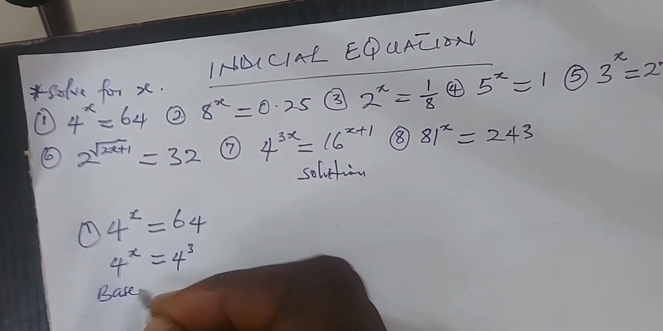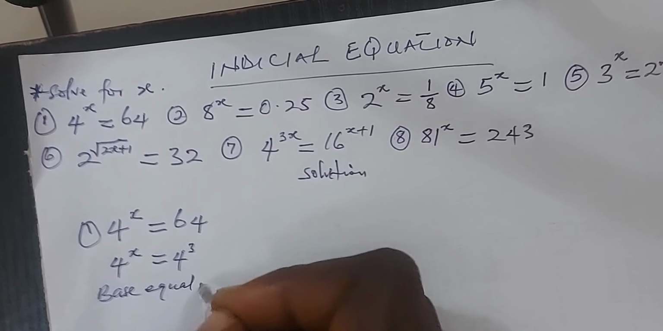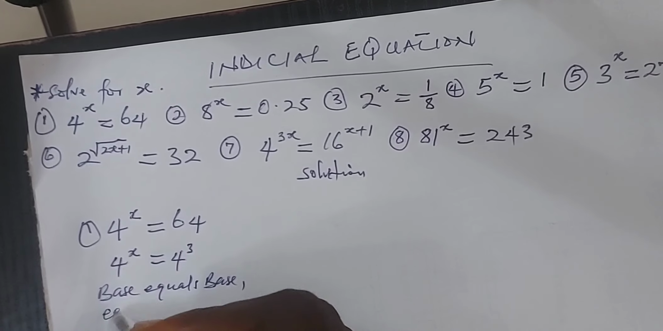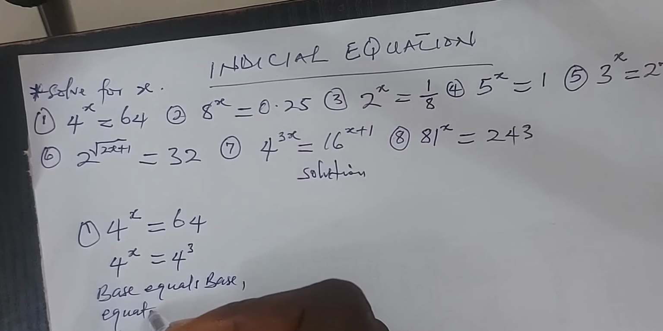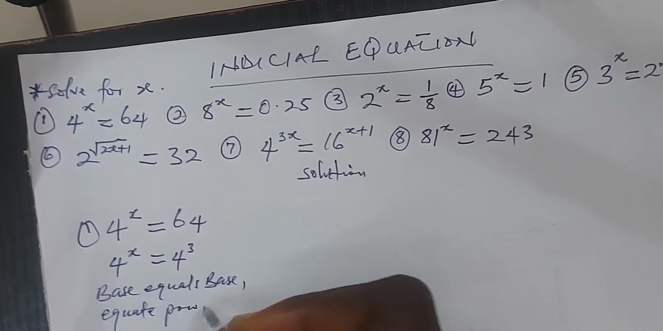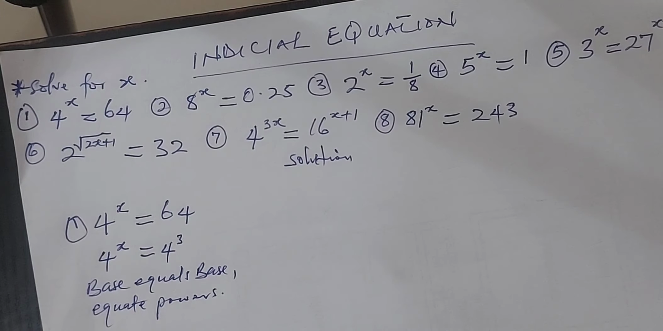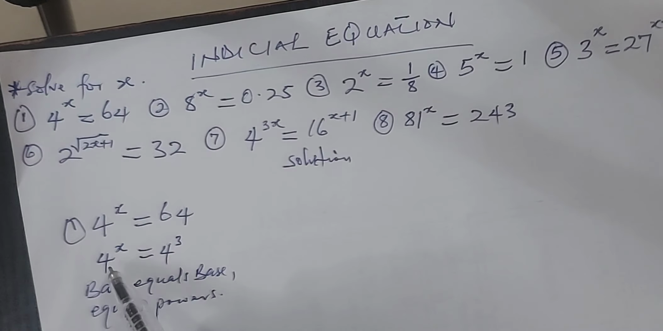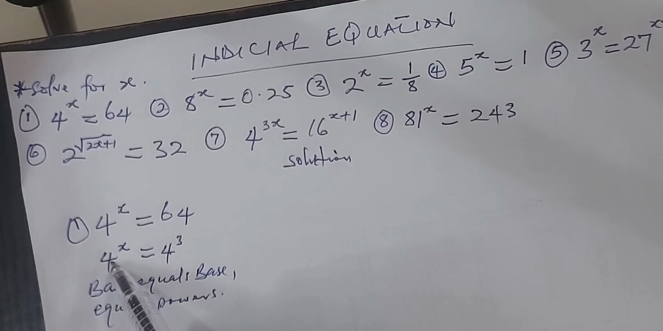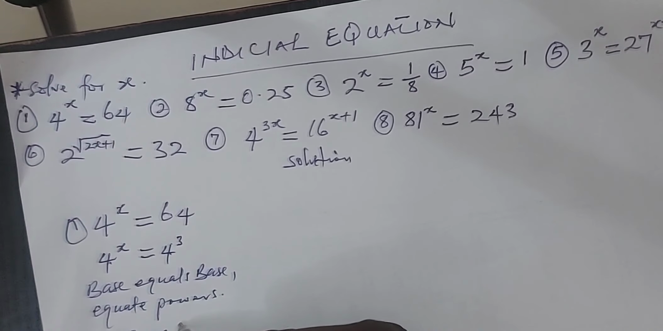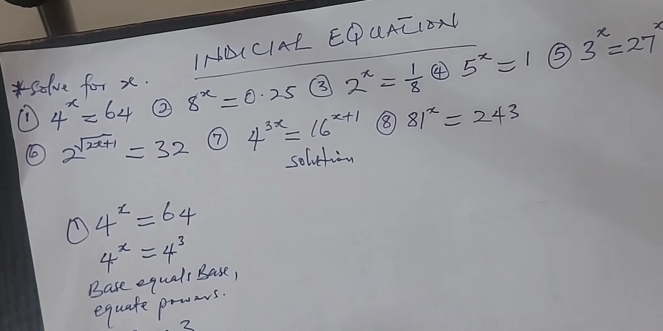Base equals base, equate powers. So when you have this kind of situation, since base is equals to base, 4 is the base, 4 is the base, then we now equate the powers. That means x is equals to what? 3. We'll solve the problem.